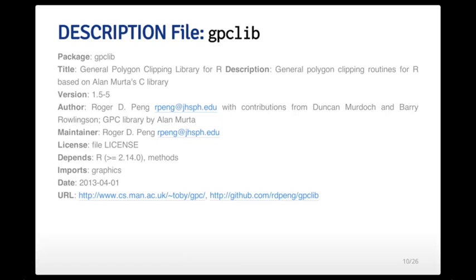This package has a special license, the details of which are found in the license file, so that's why I've got this file license there. It depends on R being at least version 2.14, which is a fairly old version. Most people will have a version that's greater than that. It also depends on the methods package. I import functions from the graphics package. I'll talk more about that when I talk about the namespace file. The release date for this package was April 1st, 2013. And then there's the URL for the website on the underlying C library, and the GitHub repository.